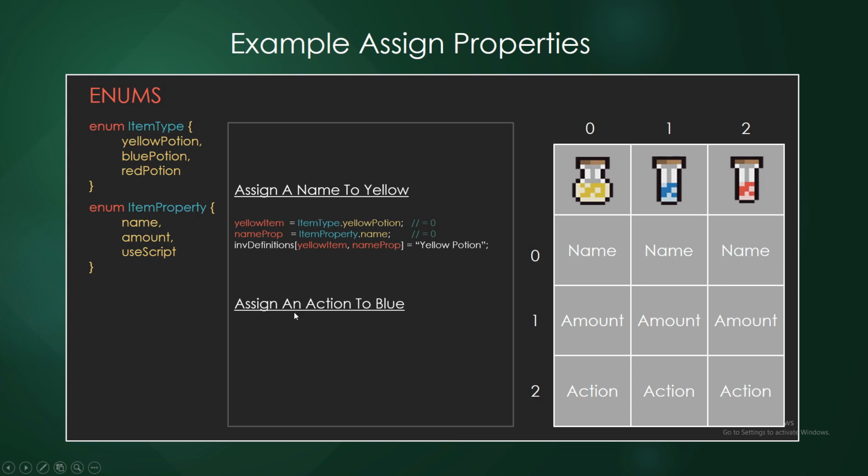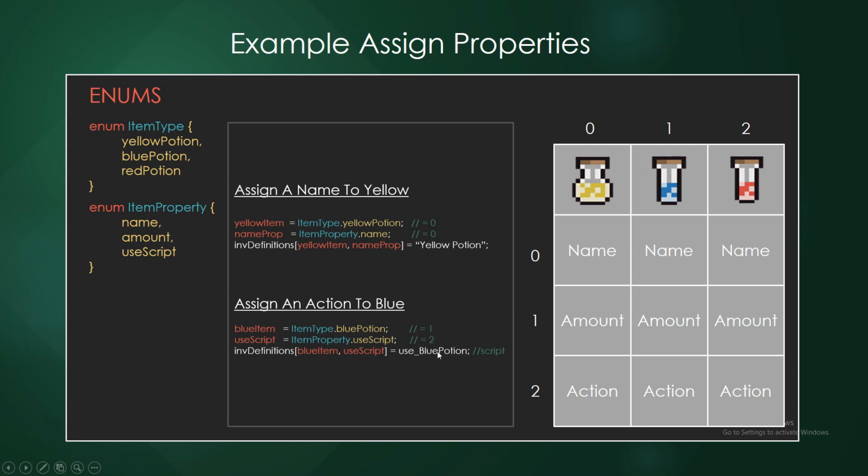Awesome. So let's assign an action to blue. And what an action is, this is actually going to be a script that we're going to assign per item that will be executed when that item is used. If it's up in your menu and you press 1, that's what actually made the screen flash, was the script. So we have blue item, and we do the same thing. We get our blue potion and our use script. We're just getting our indexes from the enums, and then we are referencing that position in the array using those values, and then we're assigning a script reference.